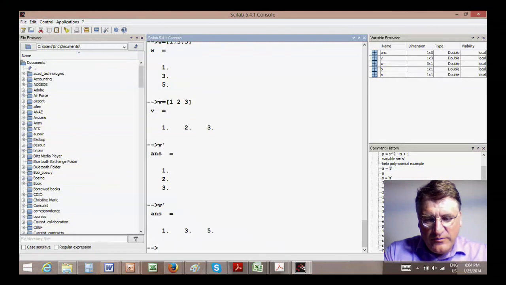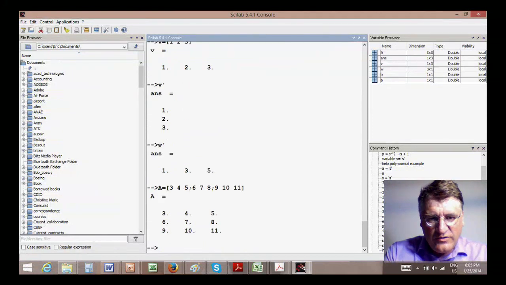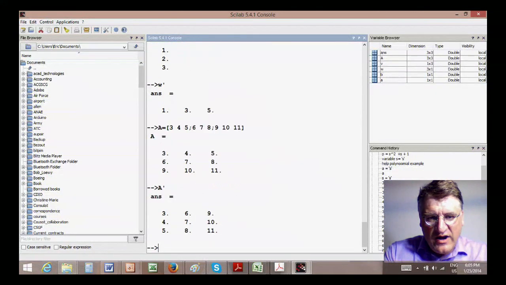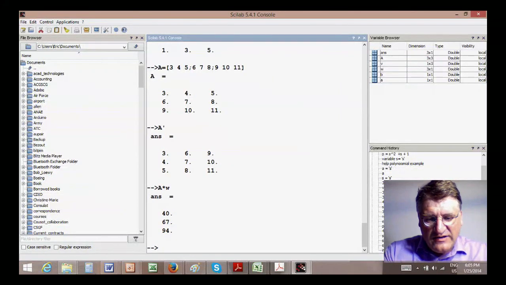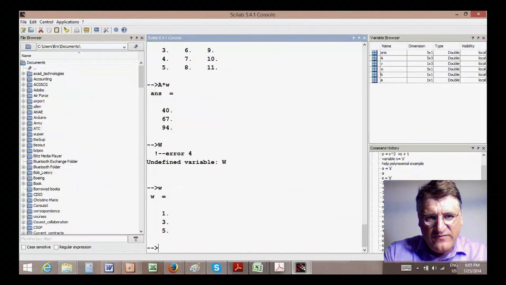Next, we can enter matrices. A equals 3, 4, 4, 5, 6, 7, 7, 8, 9, 10, 11. Okay, and what you obtain is this. Now, A prime, the transpose of A, is simply written as you see here. And of course, A times W will return A times W as we've seen it before, since W is equal to, my apologies, to 1, 3, 5.